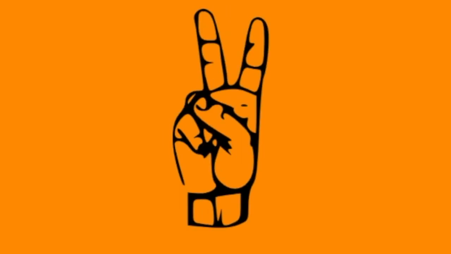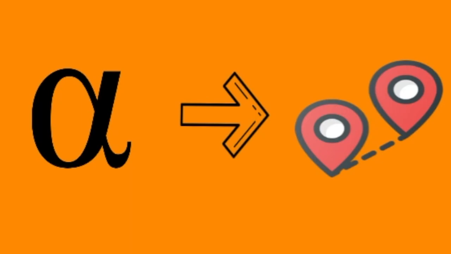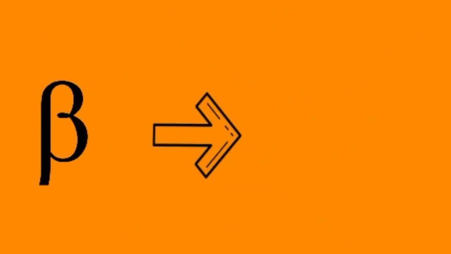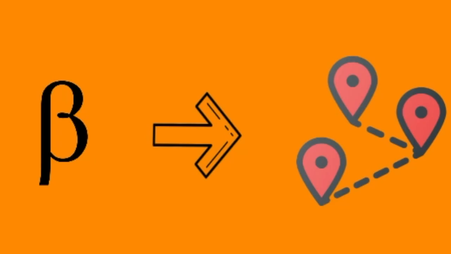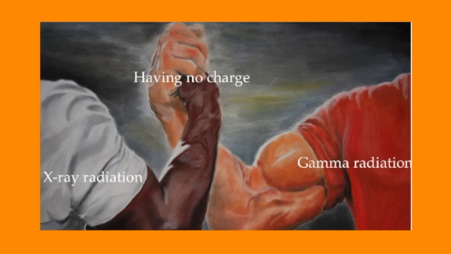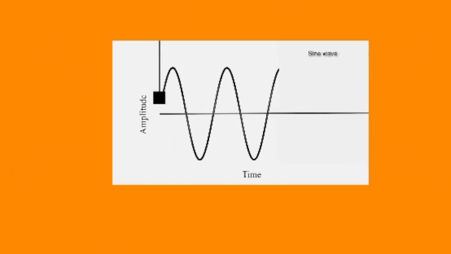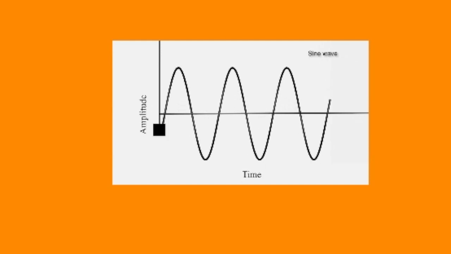There are three main types of decay. One type penetrated only a small distance through the air. This is called alpha radiation. Another type that traveled much farther through the air is called beta radiation. The third type was similar to X-ray radiation, as it didn't have a charge, called gamma radiation. Now, we know that gamma radiation consists of high-frequency photons.